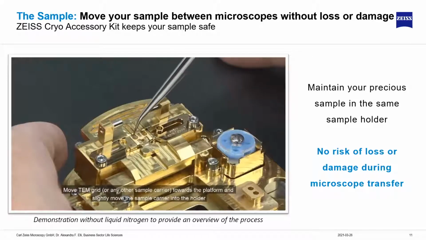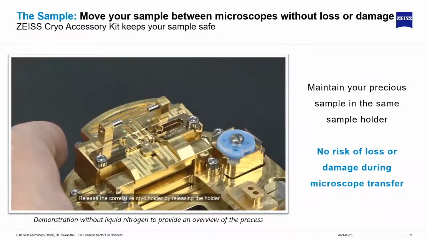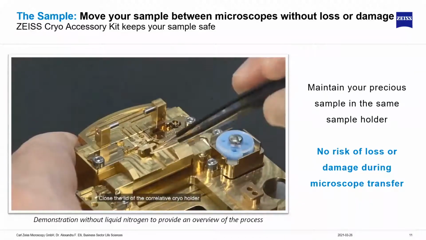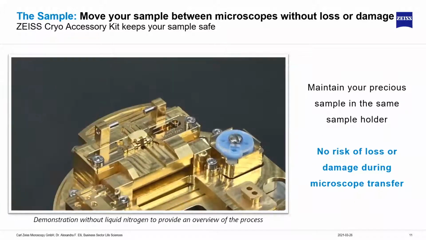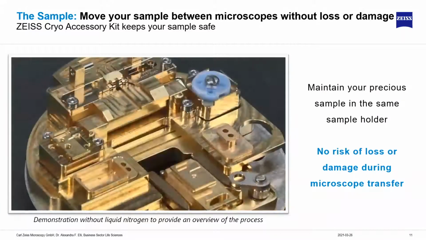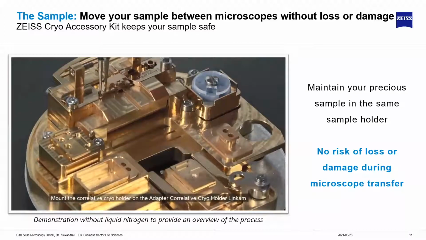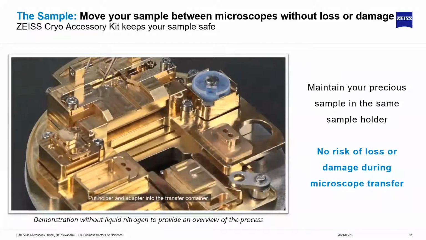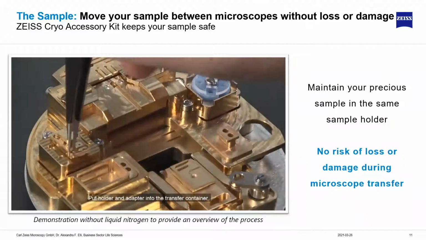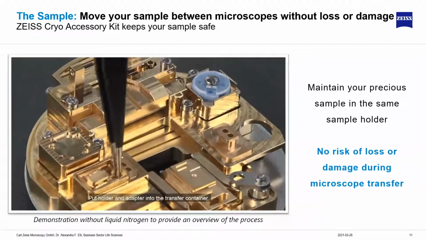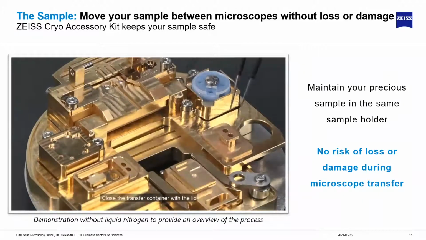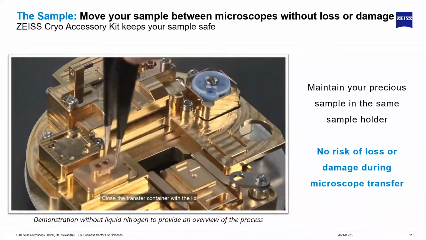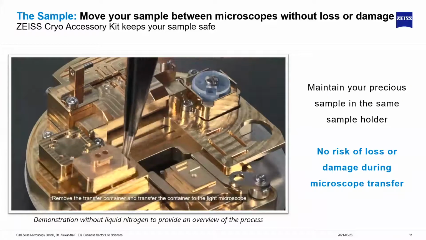The ZEISS Cryo Accessory Kit avoids all these issues because the sample remains in the same sample carrier for imaging using the light microscope, during the transfer to the electron microscope, and during acquisition of the FIB-SEM data in the crossbeam. The clever design of the sample carrier minimizes any risk of loss or damage to the sample, which significantly improves the overall efficiency of the whole workflow.